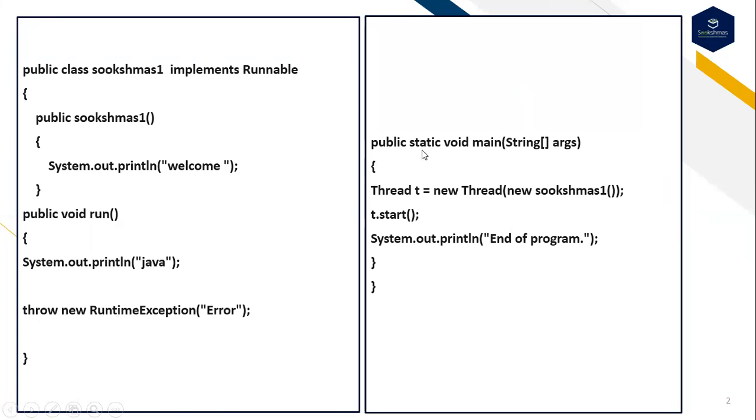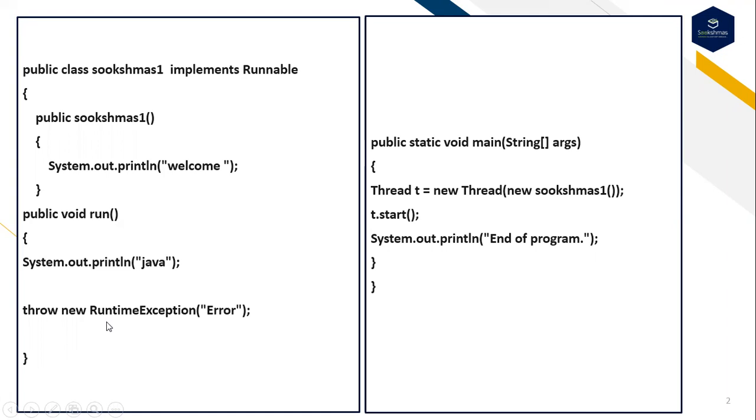Execution of the program begins from main, and I have created an object for the Thread class, and also created an object of this class and passed it as an argument to the Thread class constructor. When you create an object of the class, the constructor of the class will definitely be executed. After that, with the help of the reference, I'm calling start. In turn, it will call the run method so that it prints Java, and after that it throws the exception.